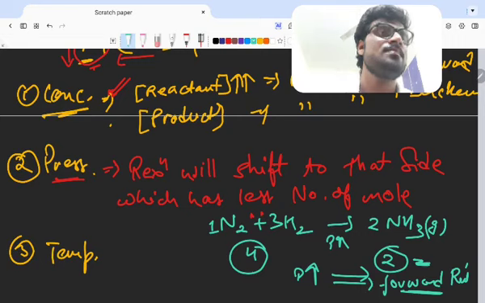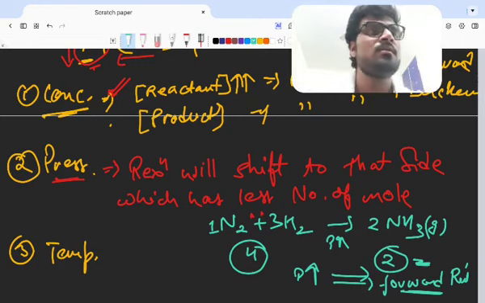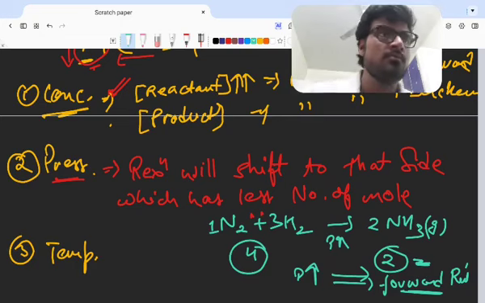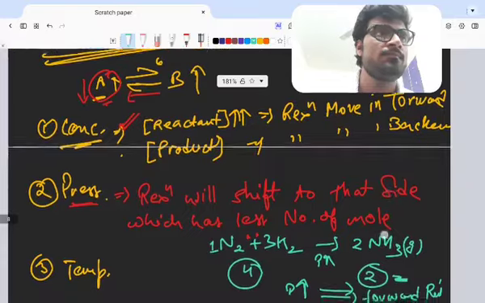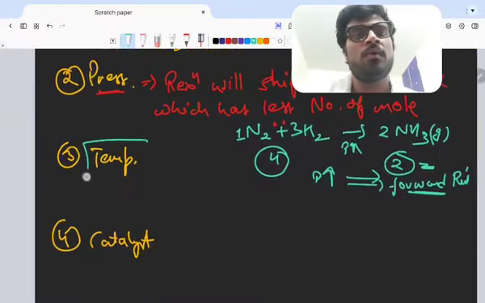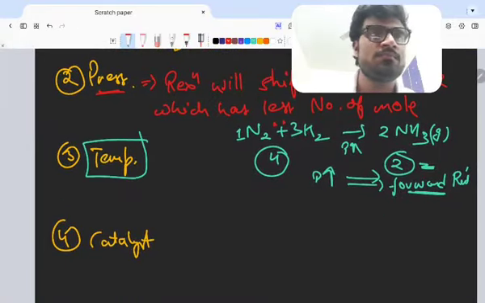I'm repeating the same statement again and again. And what will happen if the pressure is reduced? Vice versa. The reaction will move in the backward direction. Okay, I hope you all understand this. Very small thing. Next topic, or I would say point, is temperature.